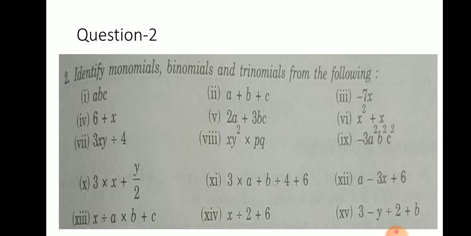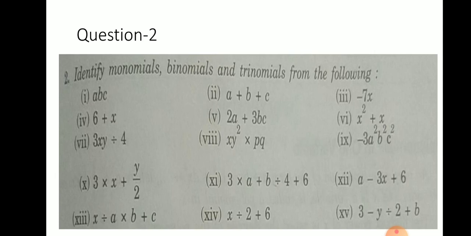Minus 7 is a numerical value and x is a variable. They are connected by into, so that it is a single term. That's why it is a monomial. Coming to the fourth one, 6 plus x. 6 is a term, x is a term. They are connected by plus, so this is a binomial.